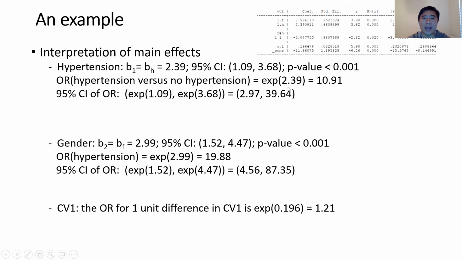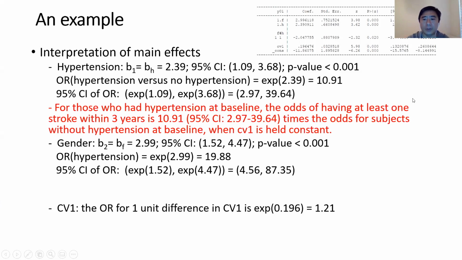So exponential of that is just the odds ratio. Why don't we just do a simple calculation? This is equal to 10.91. For the 95% confidence interval of the odds ratio, again, you need to take the exponential of the lower limit and upper limit of the 95% interval. So this is exponential of 1.09 to exponential of 3.68, which translates to 2.97 to 39.64, which is a huge range. We also have a very large effect, with the point estimate equal to 10.91. This is a huge odds ratio.